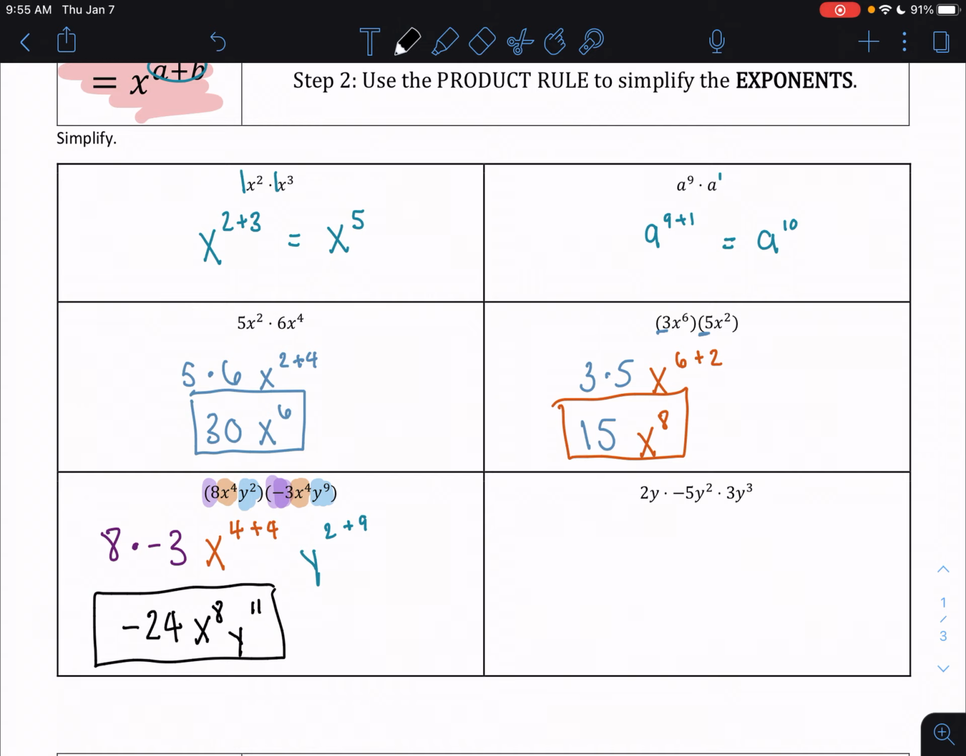All right, take a second and pause this video and try the next one all on your own. And then watch this video again to see the answer and make sure you get the same thing. So I've just written out our regular numbers there, 2, -5, and 3.